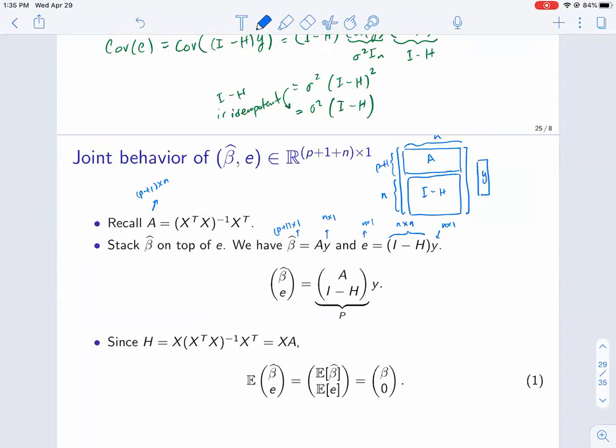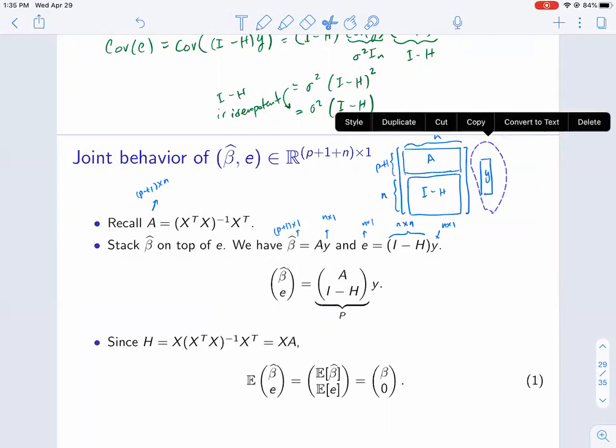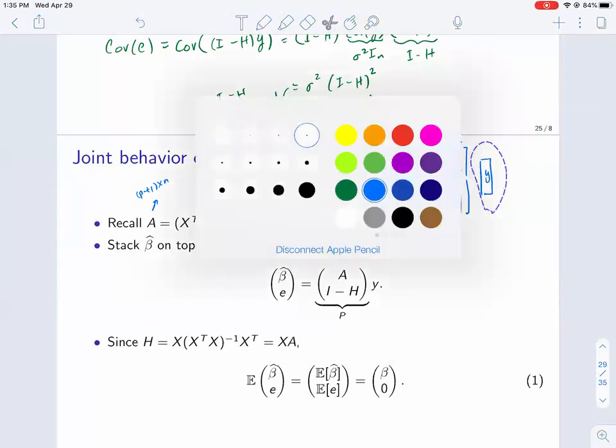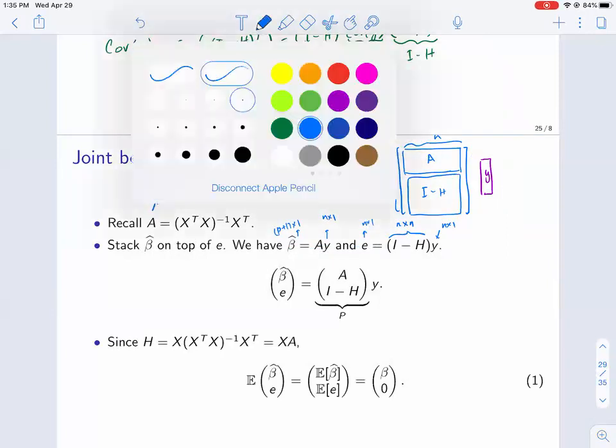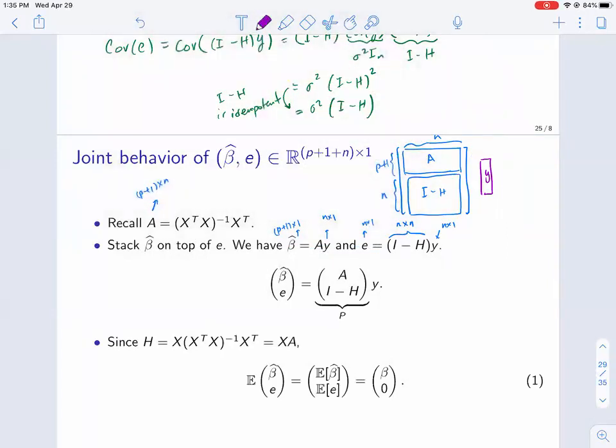And Y is, let me do a different color. Let's do it this way. Okay. So this is n by 1, okay? And so you can see the dimensions, the inner dimension of this and this match. The inner dimensions are n, okay? And the same goes for this. The inner dimension of this and this matches.